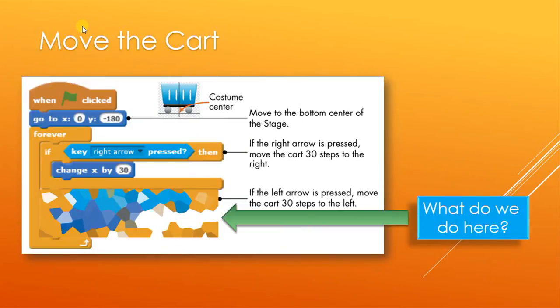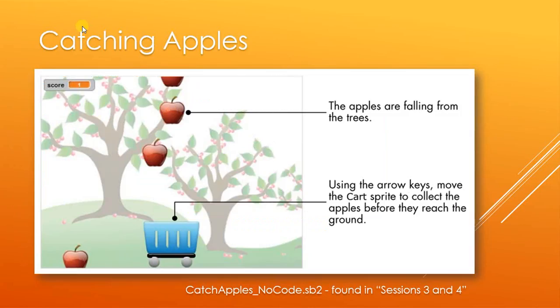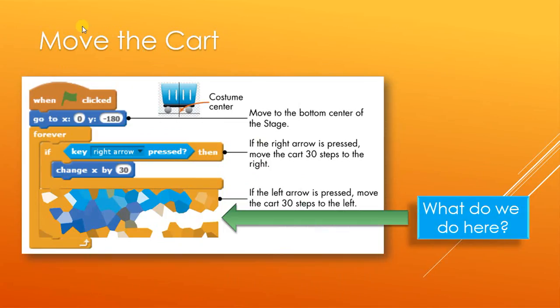Okay, you can load up the, I think it's Apple Catch. Here we go. Catch apples, no code from your flash drives. Okay, so don't save whatever you've done before. Load up the no code. Catch apples, no code. All right, everyone got it loaded. Okay, we're first going to do the moving of the cart.